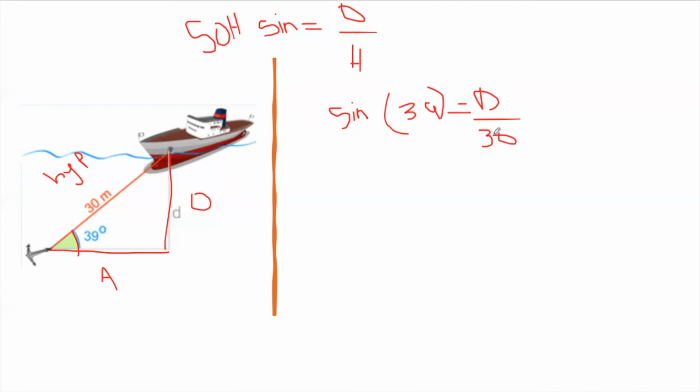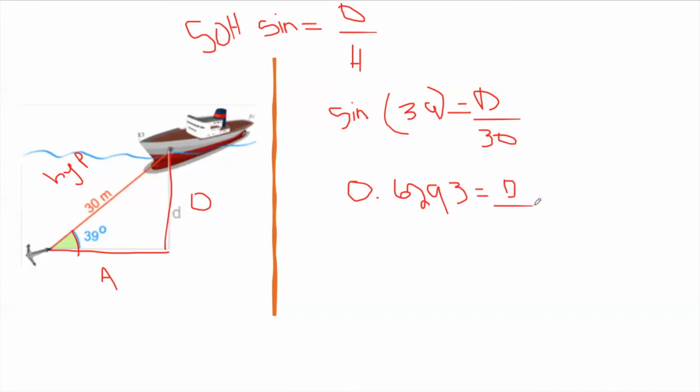So get out your calculators if you have one. If you don't, then we'll just look it up on Google. But using calculators, sine 39 would equal 0.629. I'm just going to stop there, or actually let's add the 3 in there. And that's equal to D over 30.